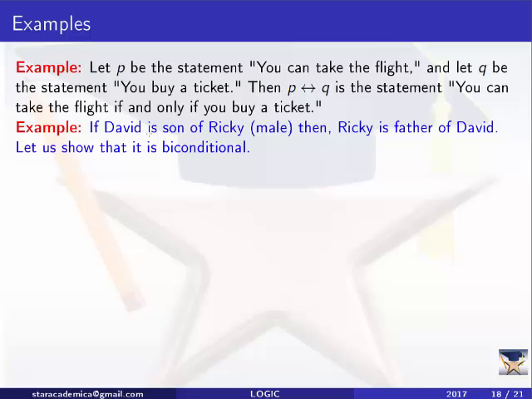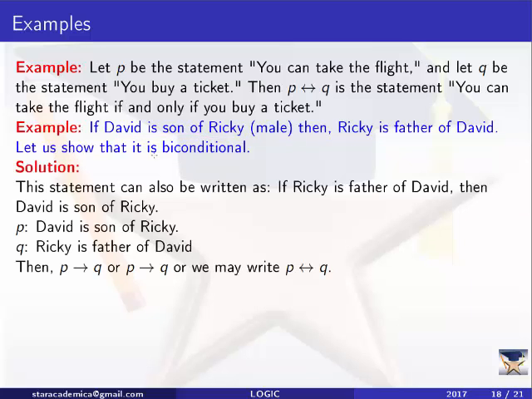Another example: David is son of Ricky, who is male. If David is a son of Ricky, then Ricky is a father of David. So let us show that this is a biconditional statement. The statement can also be written as: if Ricky is father of David, then David is son of Ricky.